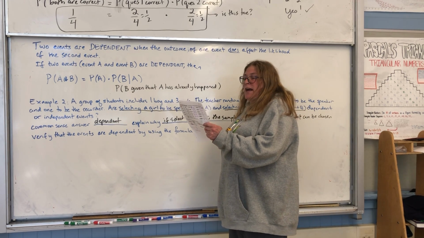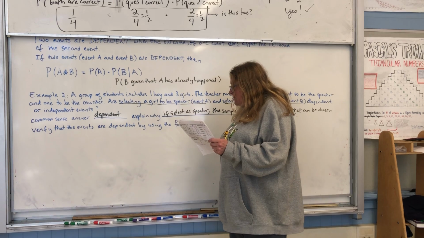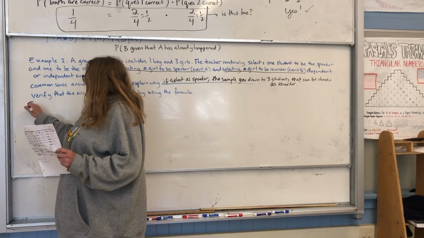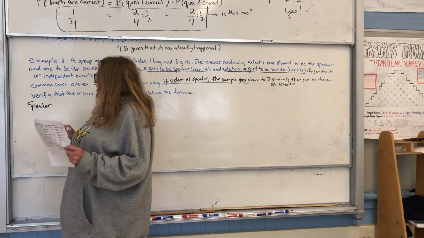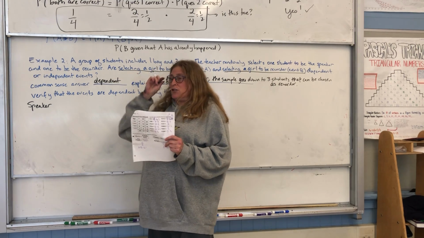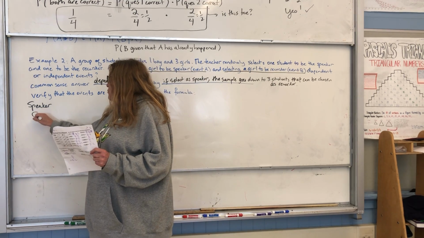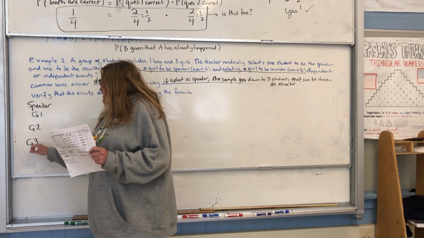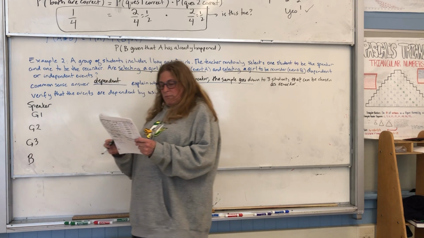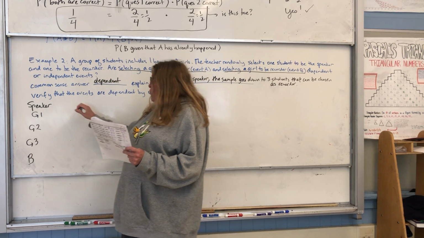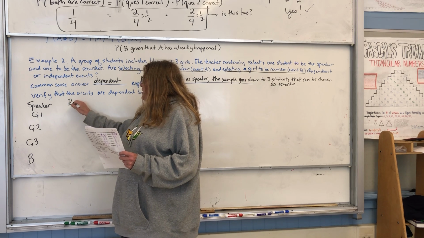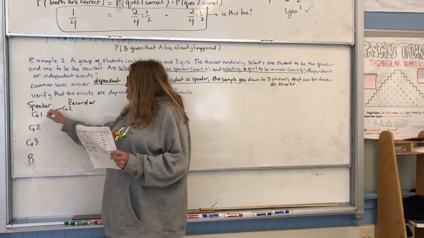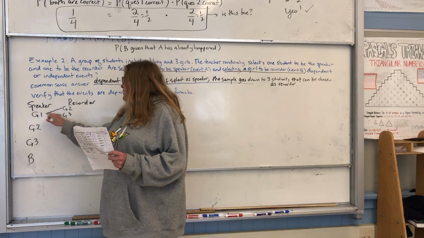Okay, here's the annoying part, guys. Let's look at the total outcomes, and then we're going to use our formula. So let's look at the speaker. How many possible options are there for the teacher to choose speaker? Well, they could choose girl number 1, girl number 2, girl number 3, or they could choose the boy. Okay, well, so what are my possible ways to get recorder? Well, if I chose girl 1, then I could get girl 2 as the recorder, girl 3 as the recorder, or the boy.